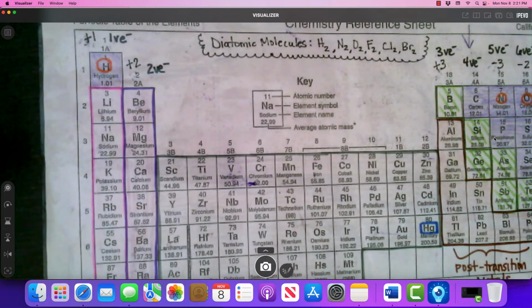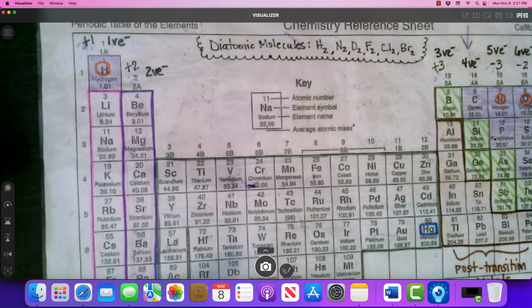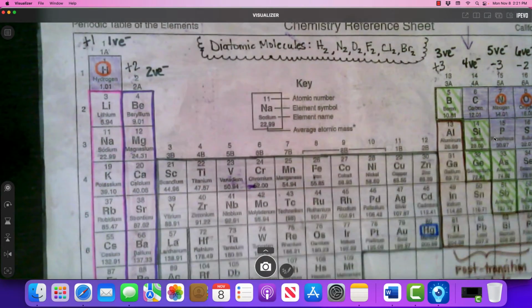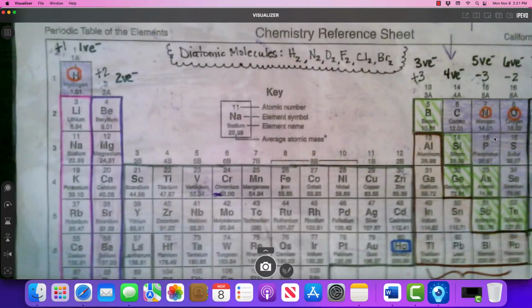All right, I'm going to be showing you a concept called ionic bonding. And there's a little bit of information that goes into it before we can start the actual practice of ionic bonding.